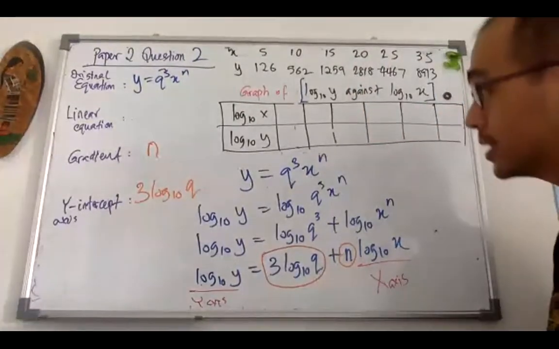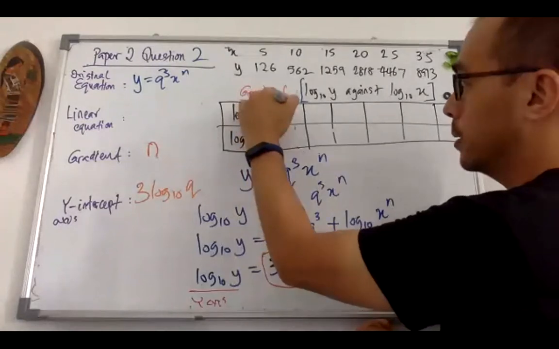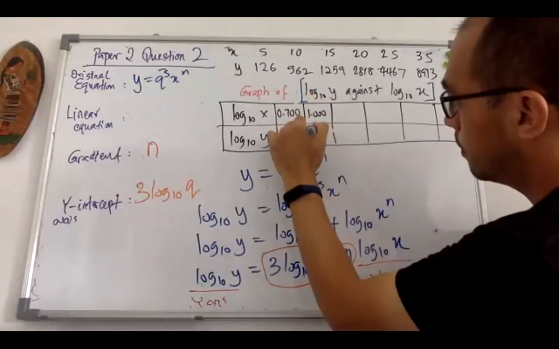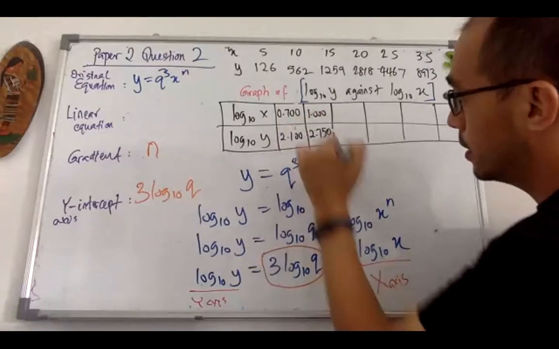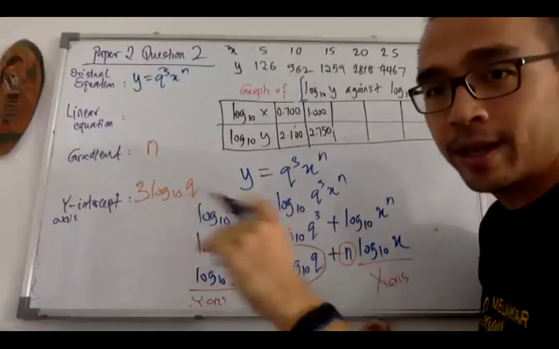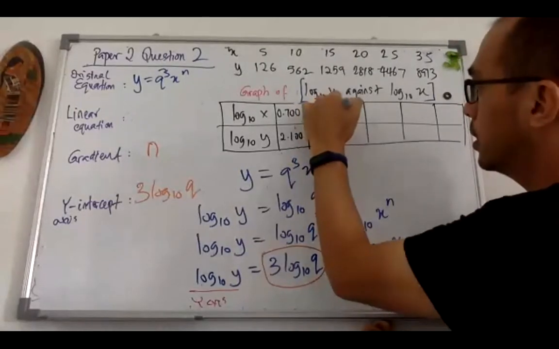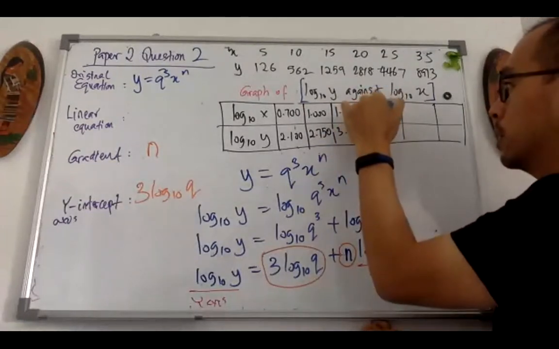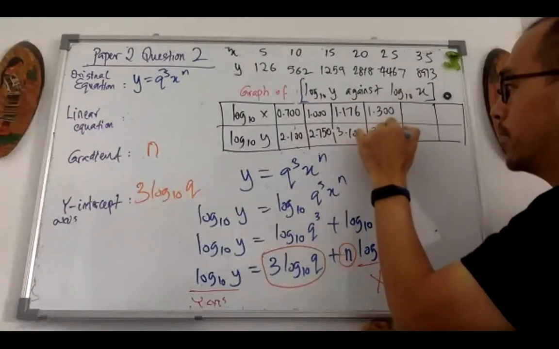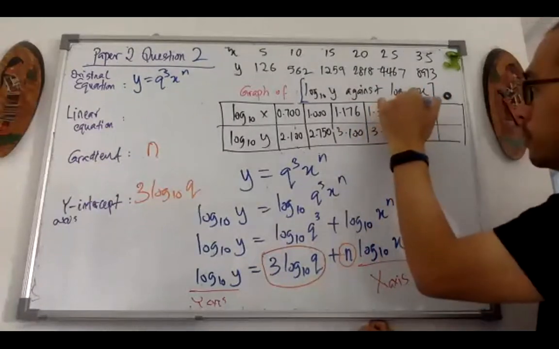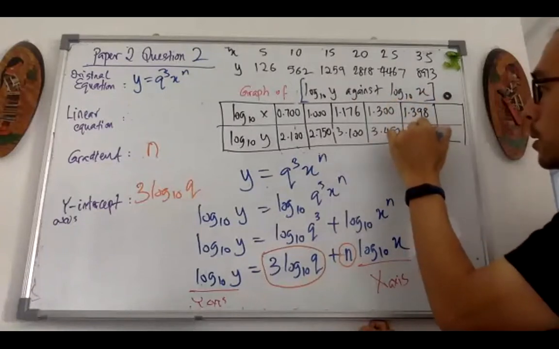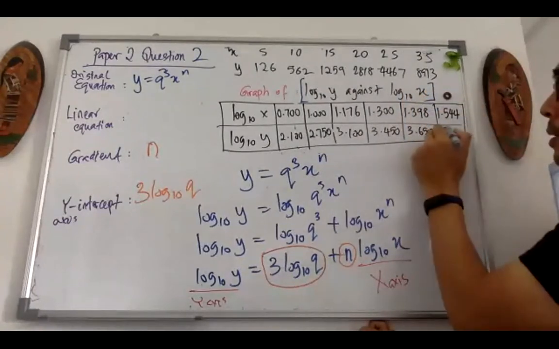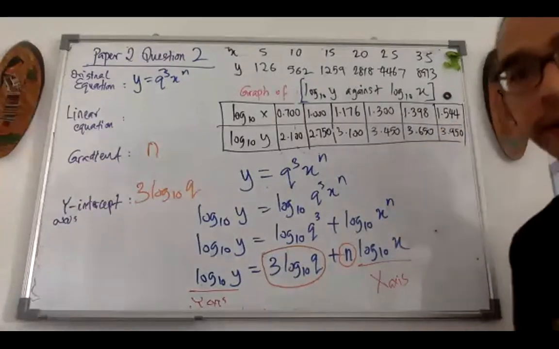The first: 0.700, log 10y is 2.100. Next is 1.000, 2.750. 1.176, 3.100. 1.300, 3.450. 1.398, 3.650. 1.544, 3.950. All right. Thank you, Yi Hui.